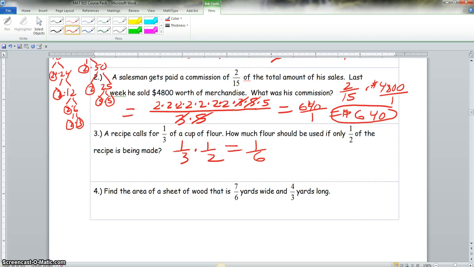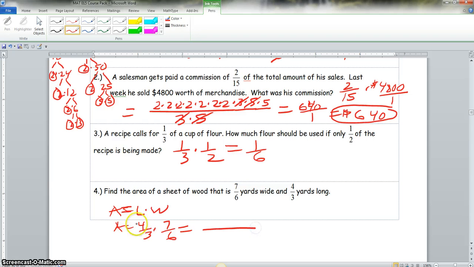Now we look here at number 4. Number 4 says find the area of a sheet of wood that is 7/6 yards wide and 4/3 yards long. This is an area problem. Remember, a sheet of wood looks like a rectangle. So we have to do the area of a rectangle. Now the area of a rectangle is length times width. So we substitute in our length, which is 4/3. So we have 4/3 times our width, which is 7/6.